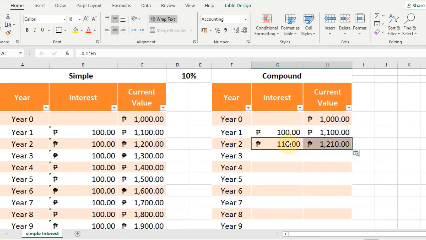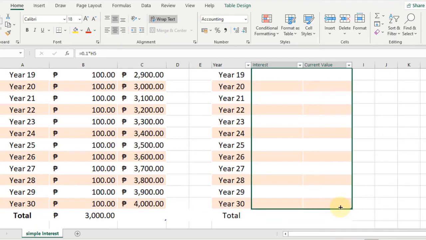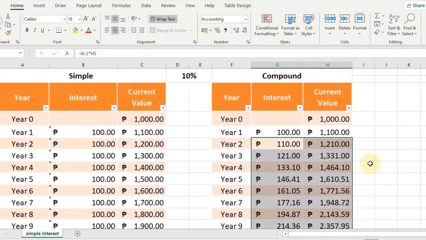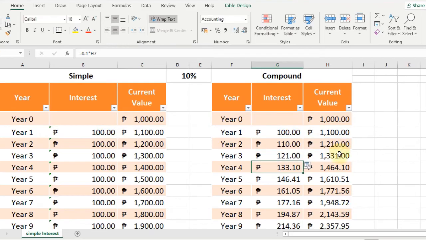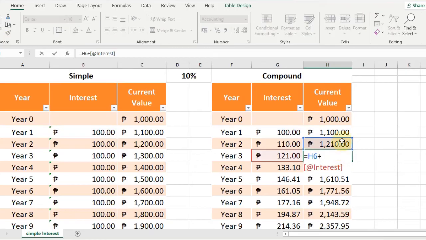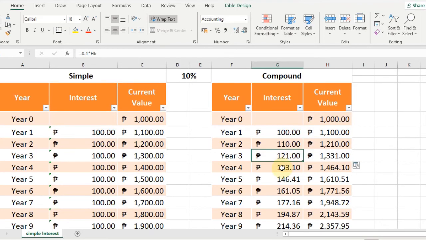For compound interest, what will I do? I will just drag that up to year 30. So what happened there? How come I used to drag it down? Because remember, here for year 3, look at that. We're getting 10% of the previous balance, which is 1,210. And then here, this is what? Previous balance plus interest. Is that clear?